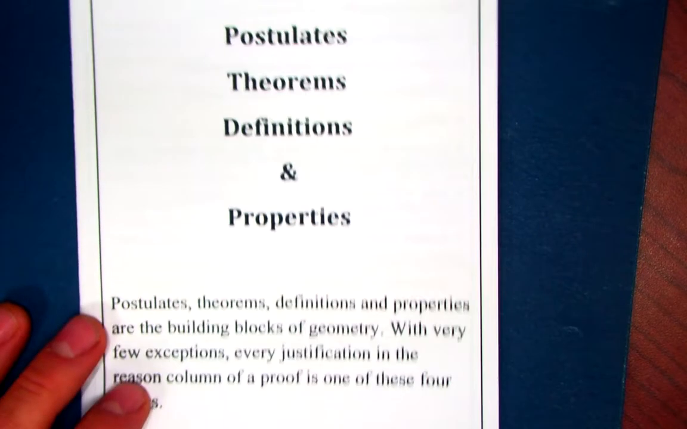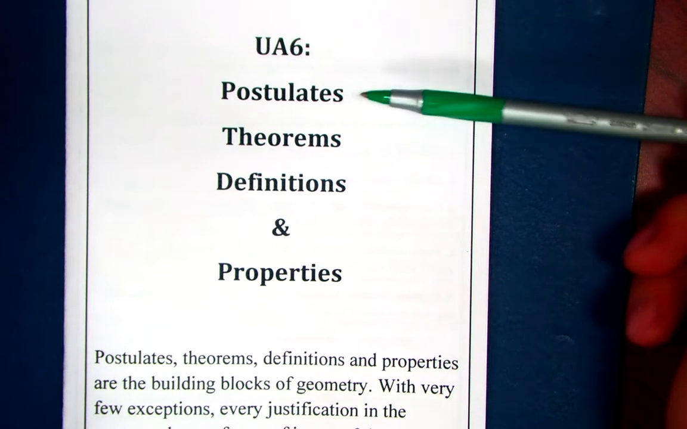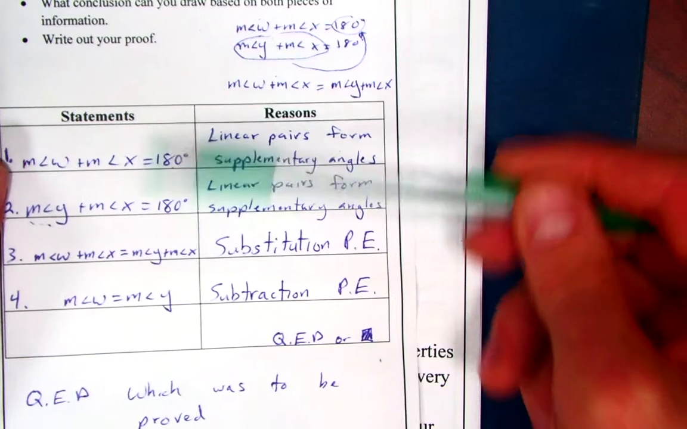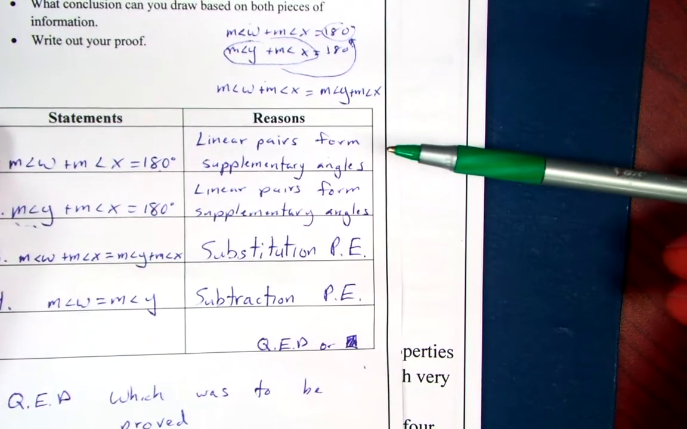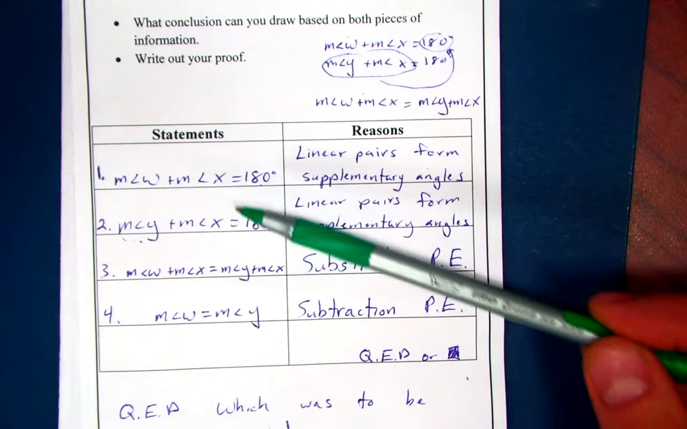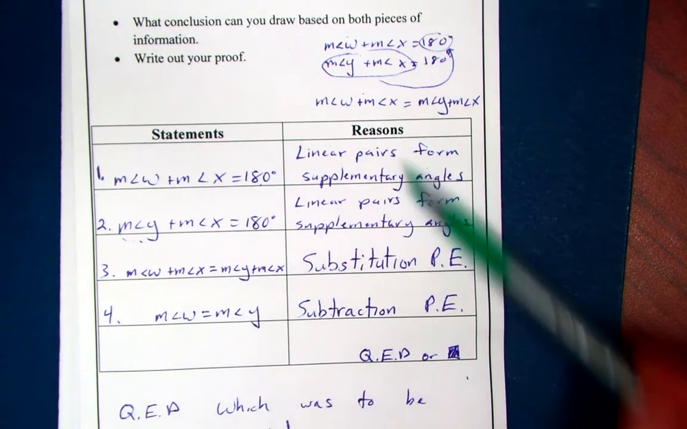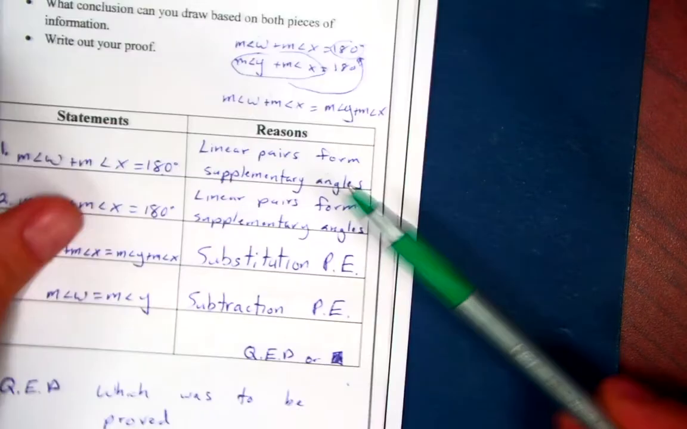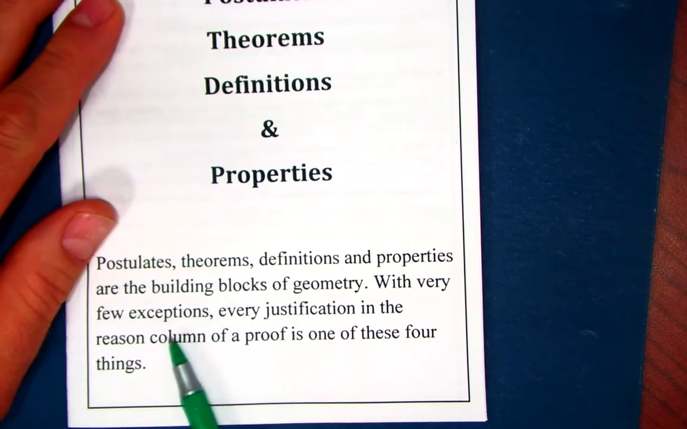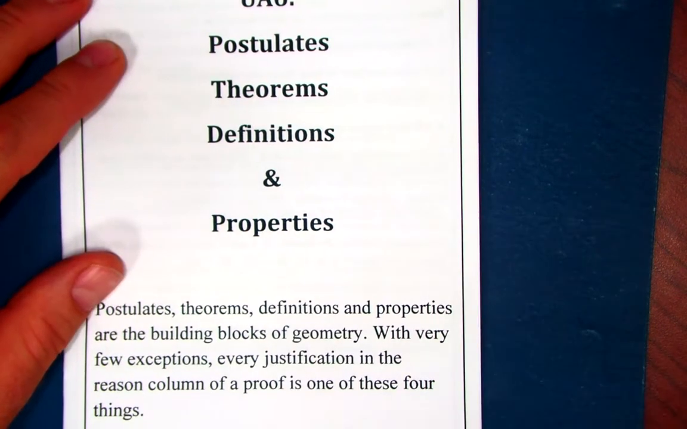And so in this set of notes, UA6, what I've got here is, for the most part, the postulates, theorems, definitions, and properties that you're going to use as reasons for your statements. And often when we write proofs, the statements come somewhat naturally. That's the how you're going to do the problem, but this is the why. And sometimes that's a little bit harder. And so all I did was try to compile all the whys into one set of notes, because with very few exceptions, every justification that we use is either going to be a postulate, theorem, definition, or a property.